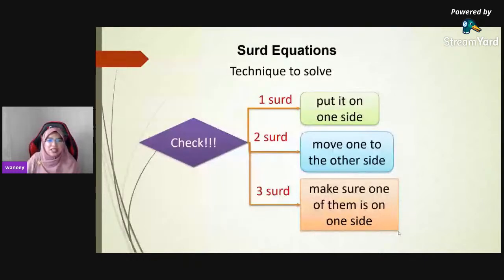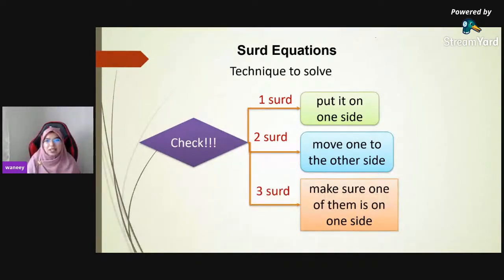So the easiest way is that if you have one set, always make sure that your set is on the left hand side. Normally, I prefer left hand side, but some people like right, some people like left. It is easier. So always make sure the set is on the left hand side. Everything else need to go to the right hand side.